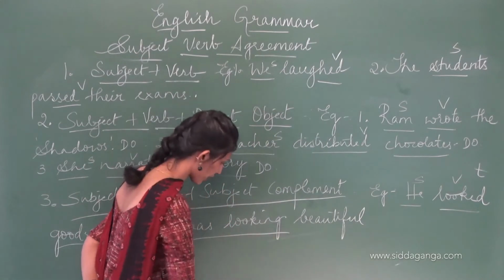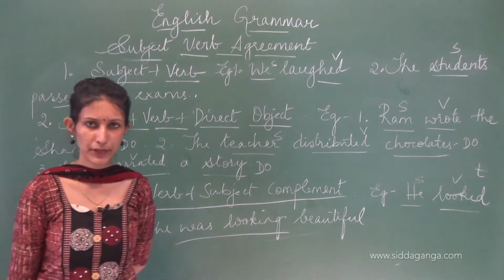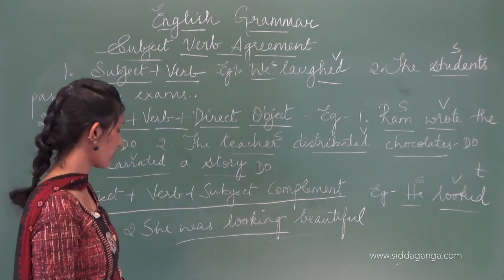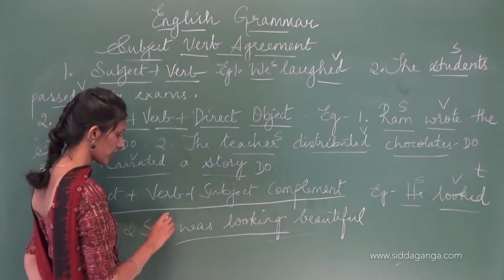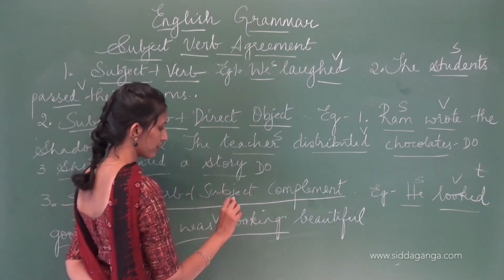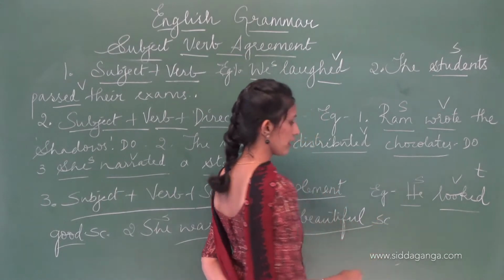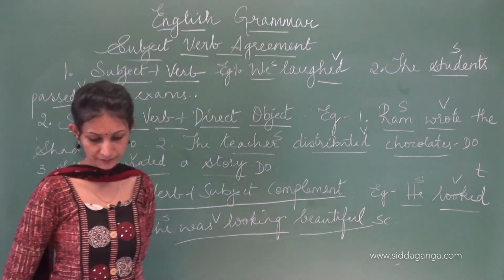Okay, put was together, auxiliary verb there, helping verb. Okay, is, was, we have already learned it. She is the subject here. Was is the verb. I hope you're getting it. Beautiful is the subject complement.